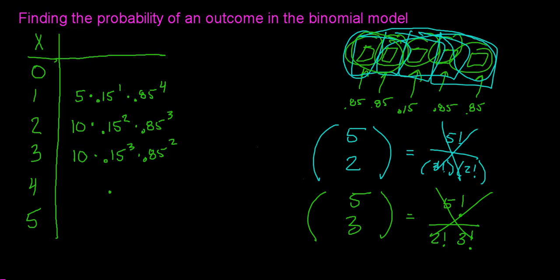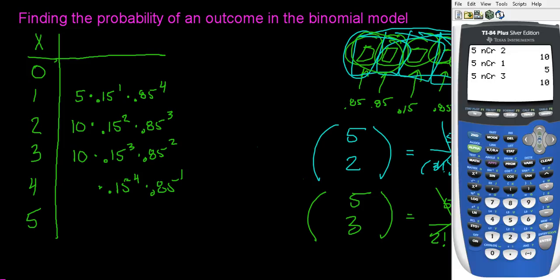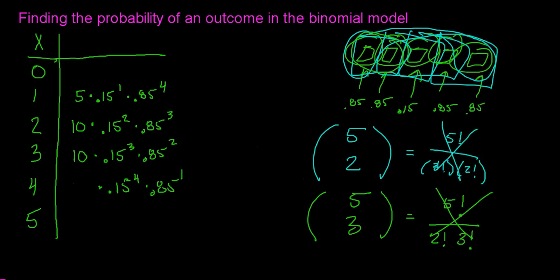All right, let's talk about 4. So there's 4 bad batteries. That would only leave 1 good battery. And then again, go to my calculator. How many different ways can this happen? If I hit second enter, it pulls up what I just typed in, and I can just change that to a 4. So 5 choose 4. 5 ways that can happen.